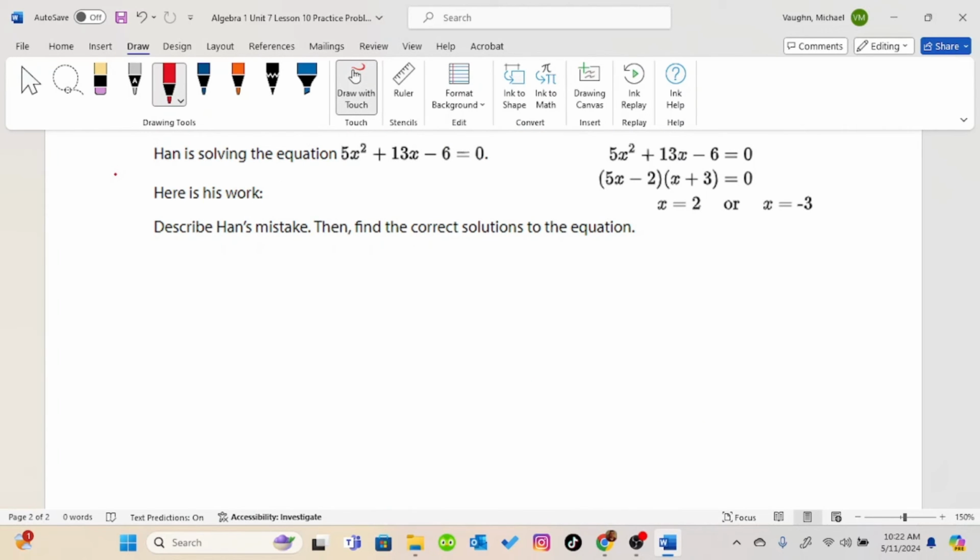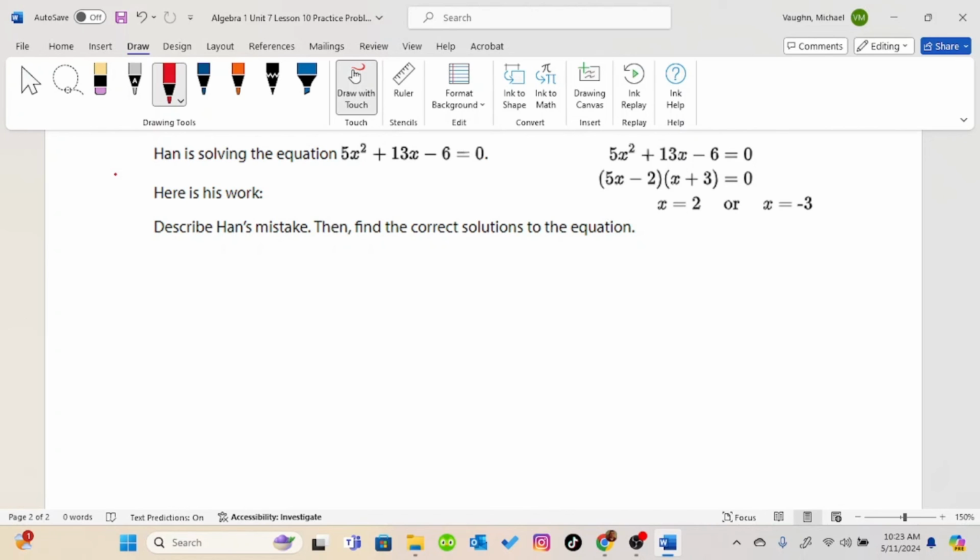In our last practice problem on Unit 7, Lesson 10, Han is solving the equation 5x squared plus 13x minus 6 equals 0. Here is his work. Describe Han's mistake, then find the correct solutions to the equation. So we have 5x squared plus 13x minus 6 equals 0. And then we have Han factoring it into 5x minus 2 times x plus 3.